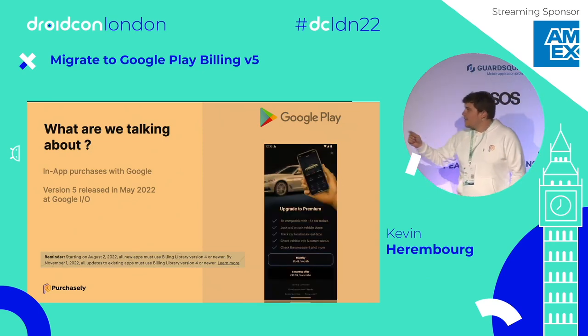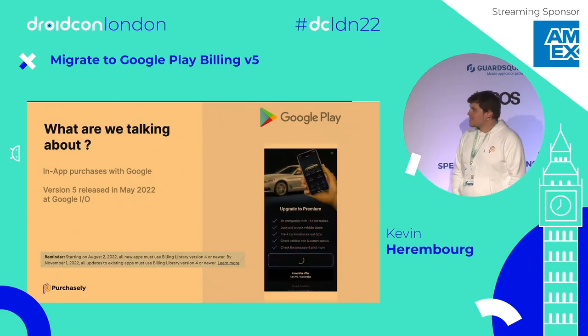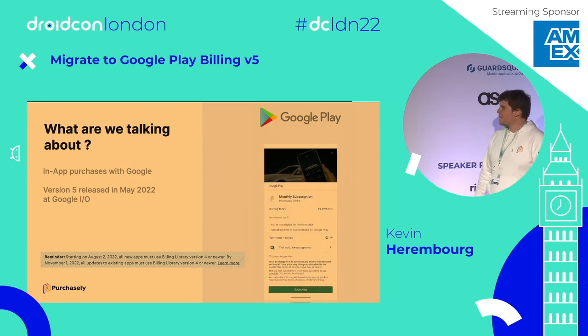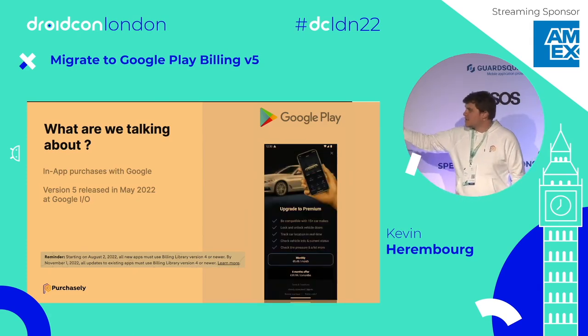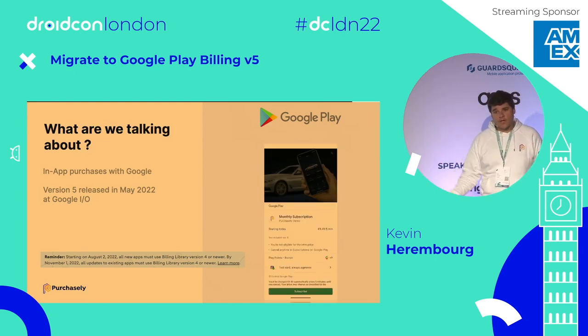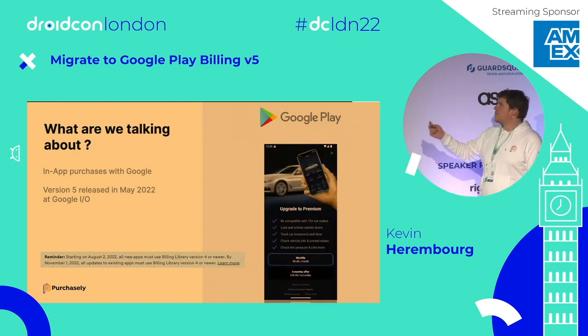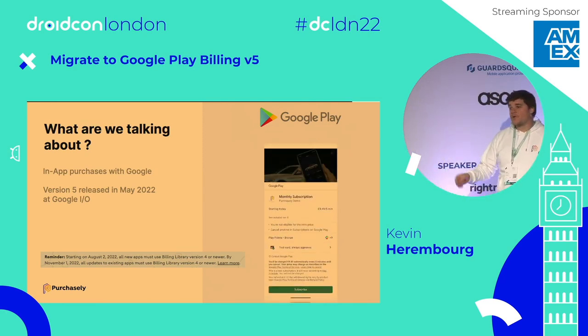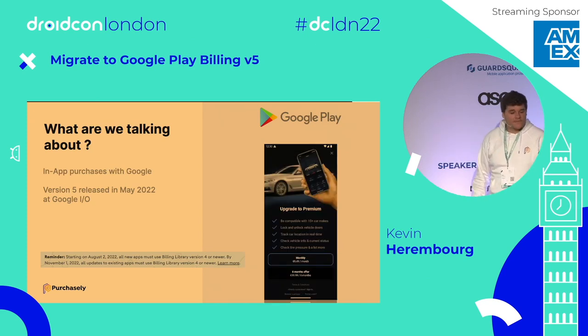And as you can see, a new version was released at Google I/O this year, and this version changed a lot of things. Also, starting this August, all applications must use Google Play Billing version 4, at least. So it's very important to look at what's coming next, because next year, at the same period in 2023, Google is going to require you to update to Google Play Billing version 5.